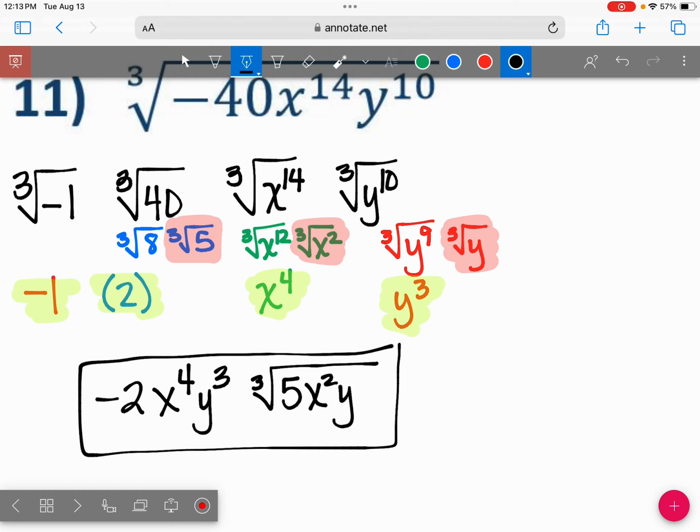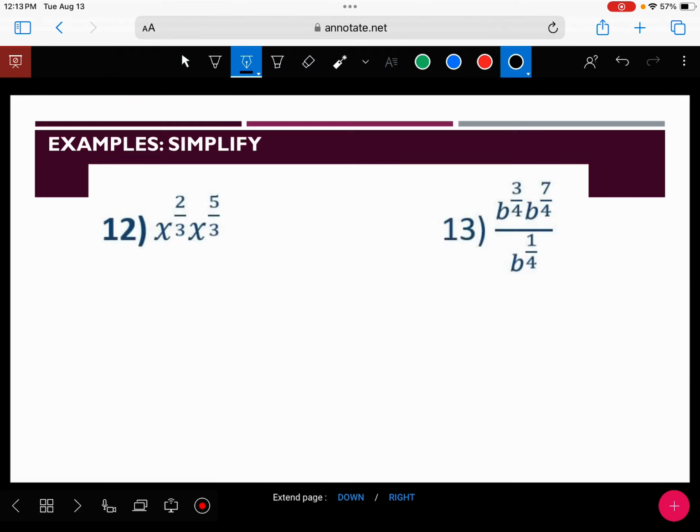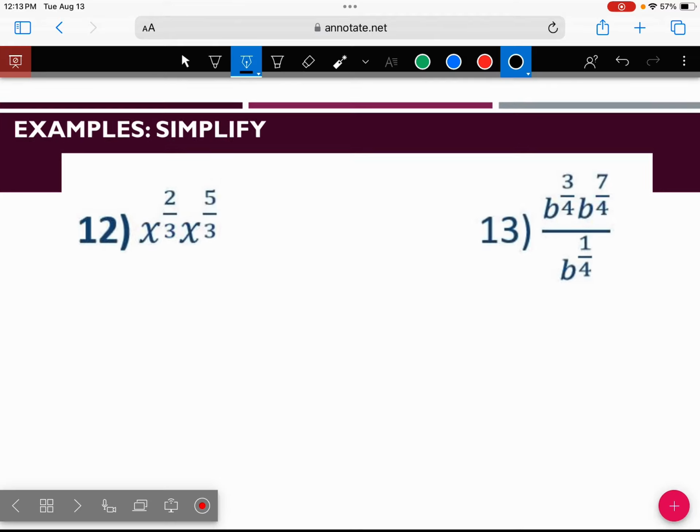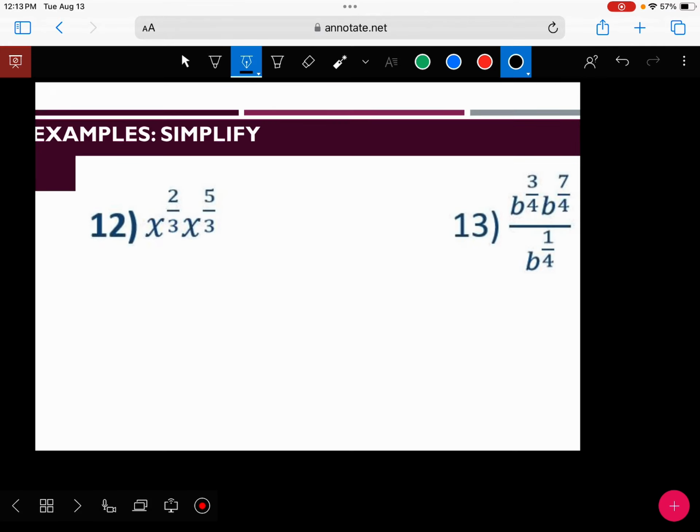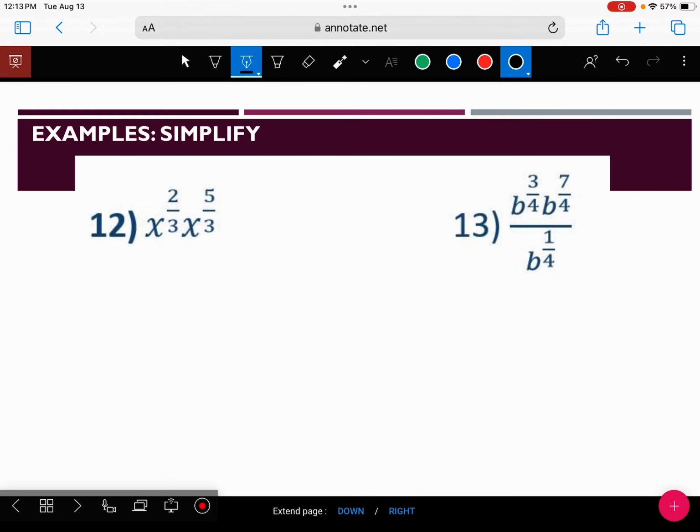All right, last 2. Any questions about 11? 11 is getting more advanced. That's the energy you got to bring on the test. That kind of energy. All right. Last 2. Got some fractions. Remember, a fraction is a radical.